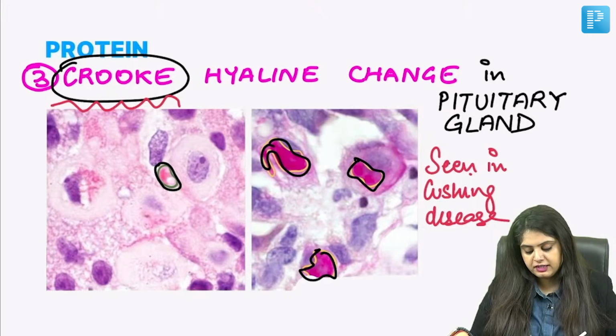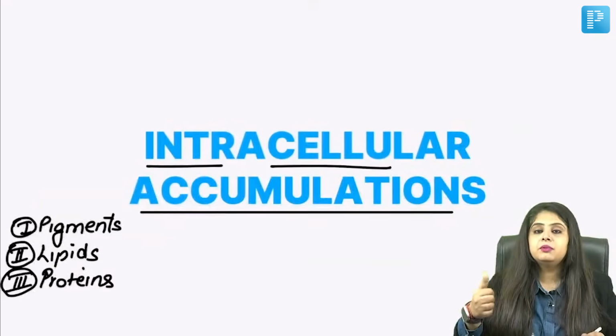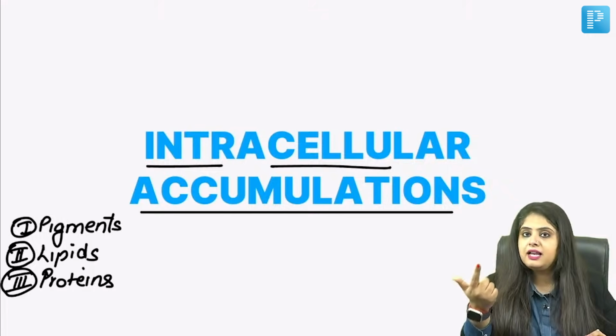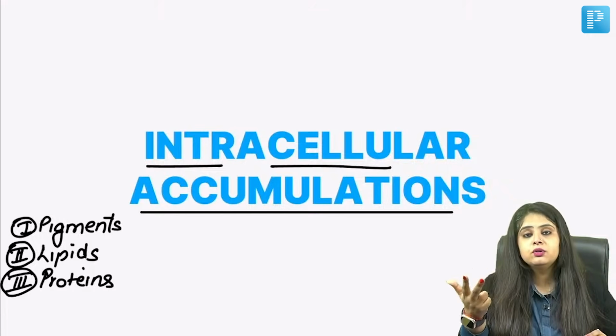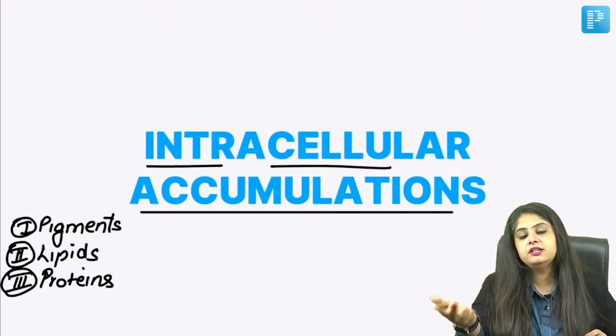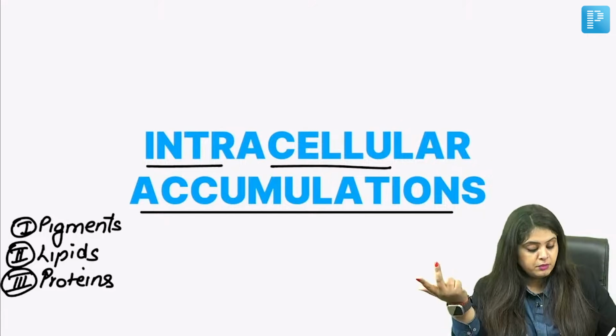So 3 proteins are done for you. Let me ask you some quick questions before I proceed. Number 1, where do you see Russell and Dutcher bodies? They are seen in multiple myeloma. Where do you see Mallory hyaline bodies? Mallory-Denk, alcoholic liver disease. Where do you see Crooke hyaline change? It is seen in the pituitary gland. Because of which disease? Adrenal's Cushing's disease. Proteins are also done.